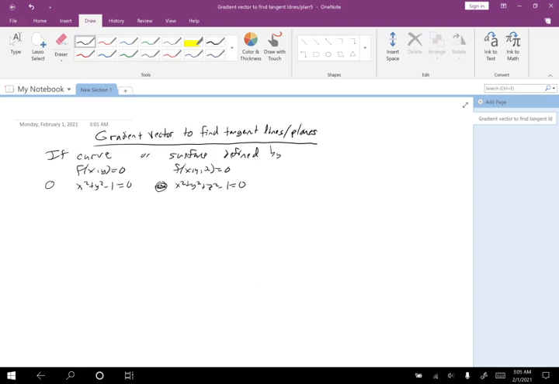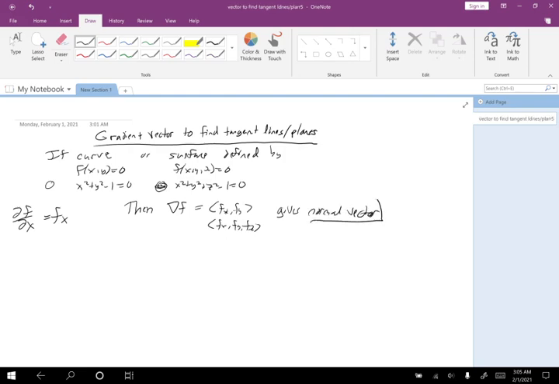Then the gradient vector, and remember this is just fx, fy, or fx, fy, fz in the 3D case, and I'm using, again, my lazy notation f subscript x for the partial derivatives, the gradient vector gives the normal vector. At each point, it's normal to the tangent plane or the tangent line. So let me just give you some simple examples where you can check this very quickly in your head.